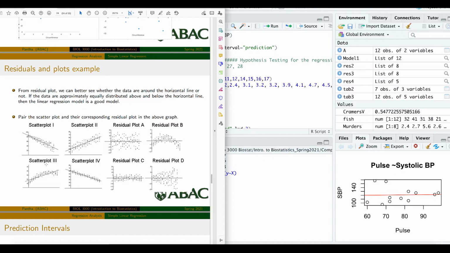Similarly, scatter plot III belongs to B. Why? Because it is not linear. You see that on the left end and right end, all the dots are below. In the middle, all the dots are above. You see the similar behavior in the residual plot.